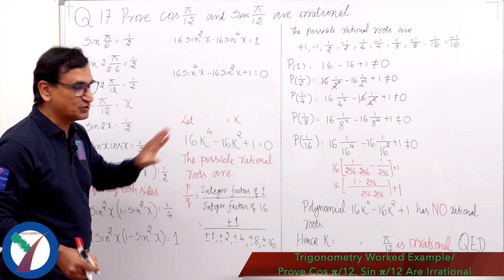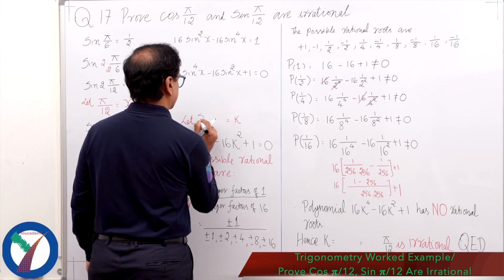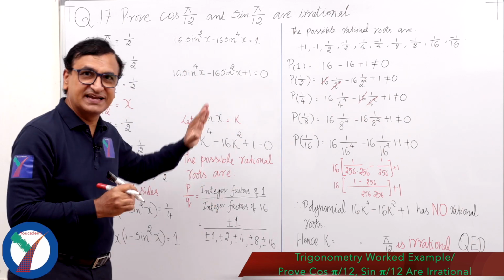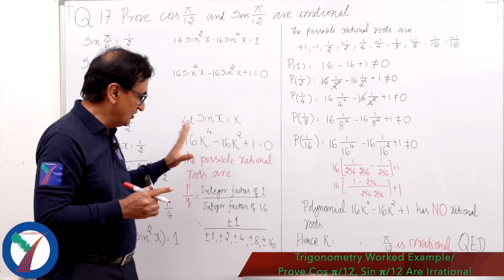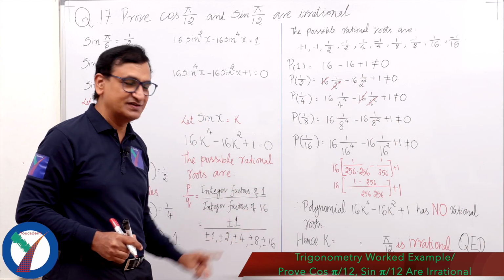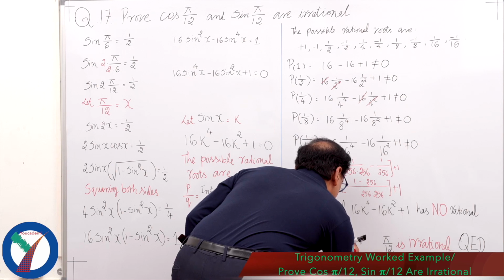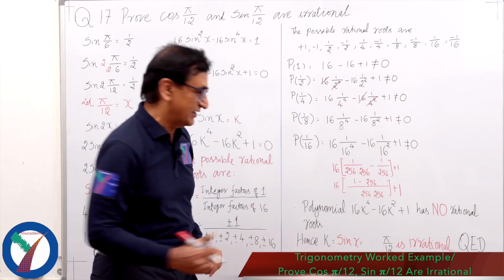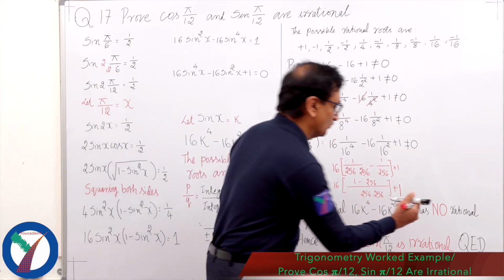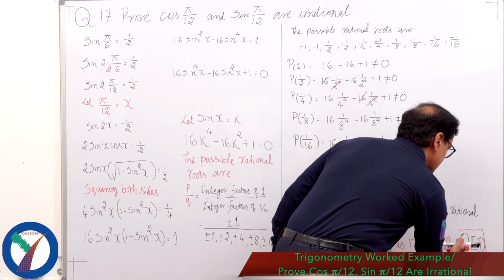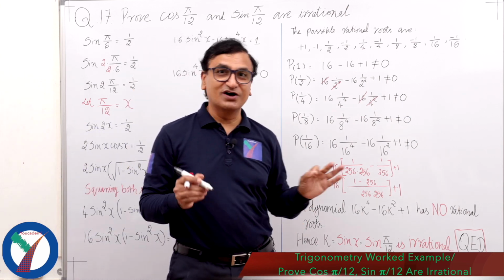Then let sin x equal k and the rest of the argument follows. So if you take sin x equals k, you have 16k power 4 minus 16k square plus 1 equals 0, and the rest of the argument follows. Finally, we have, hence, k equals sin x, which equals sin pi by 12, is irrational. So proved. So that's the proof that cos pi by 12 and sin pi by 12 are irrational.